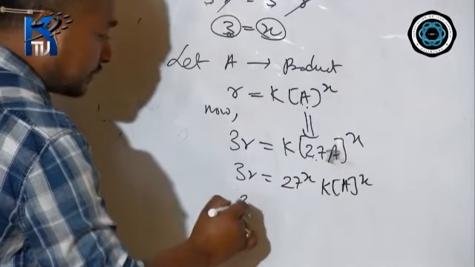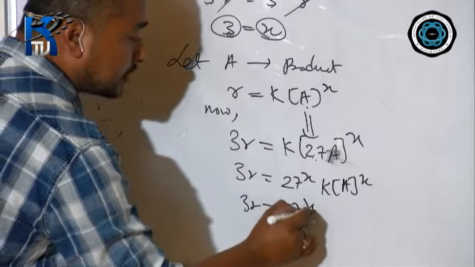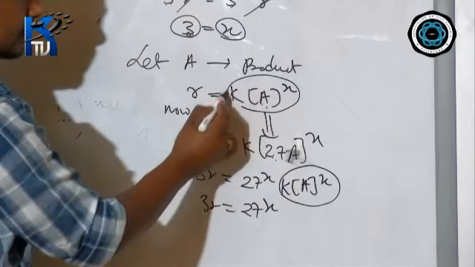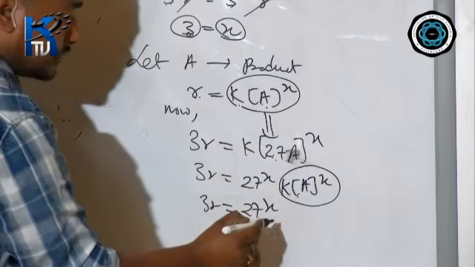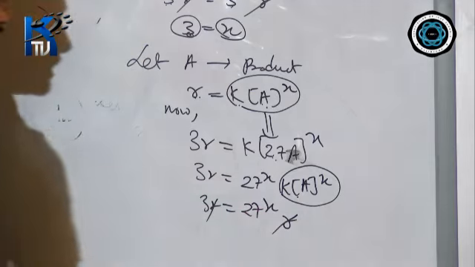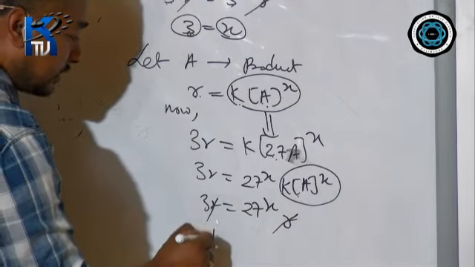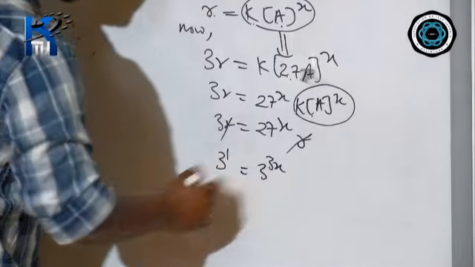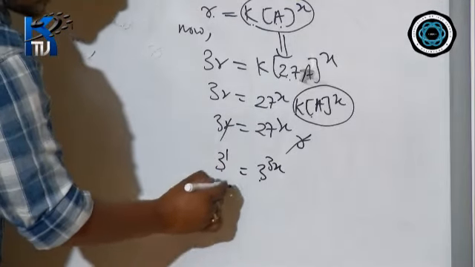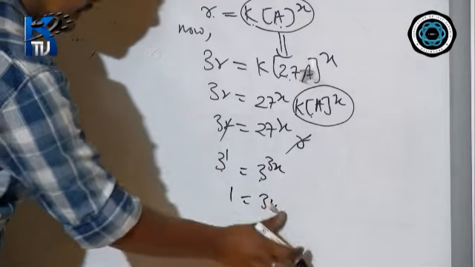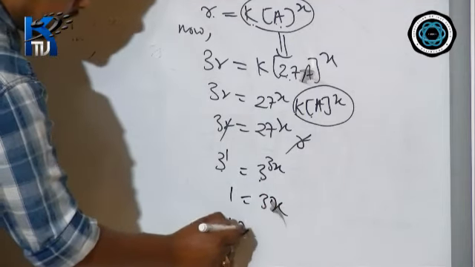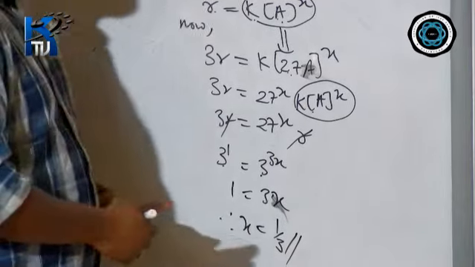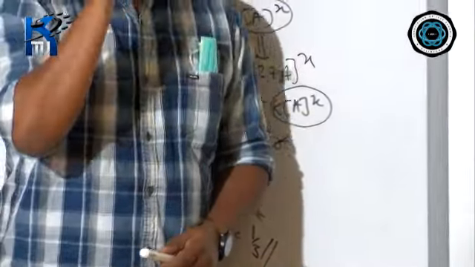Now 3r is 3r, and 27^x times k[A]^x is the same. Look here again: this means r, so I will substitute this with r. r and r get cancelled. Now left is 3 to the power 1, and 27 means 3 cube. Equating the base, we get 1 = 3x, therefore x will become 1/3. So this time the order will be a fraction, that is 1/3.